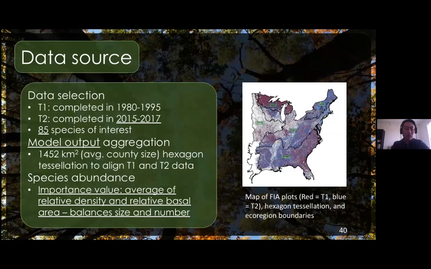In terms of our aggregation, instead of aggregating our data to the hexagon level, we ended up running our models at the plot level and then aggregating our results to compare between time one and time two. And then finally, our measure of species abundance that we used in this study, instead of using just the relative density, we also incorporated relative basal area in a measure known as importance value. And this basically just balances out the size and number of trees so that you have a few big trees sort of balancing out with a lot of small trees.